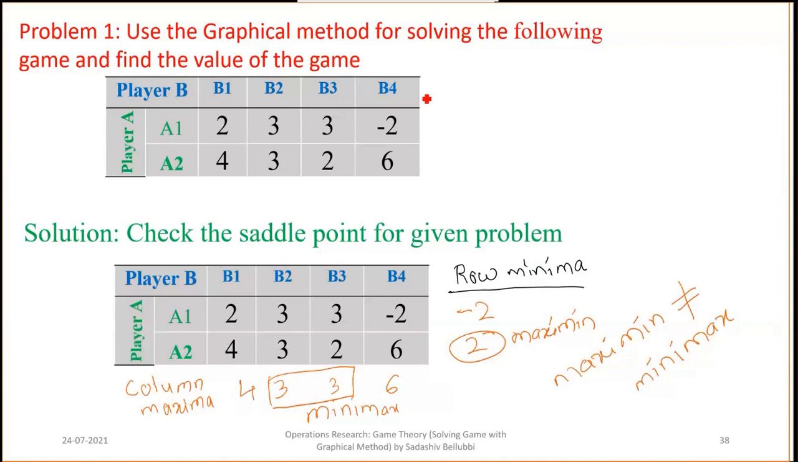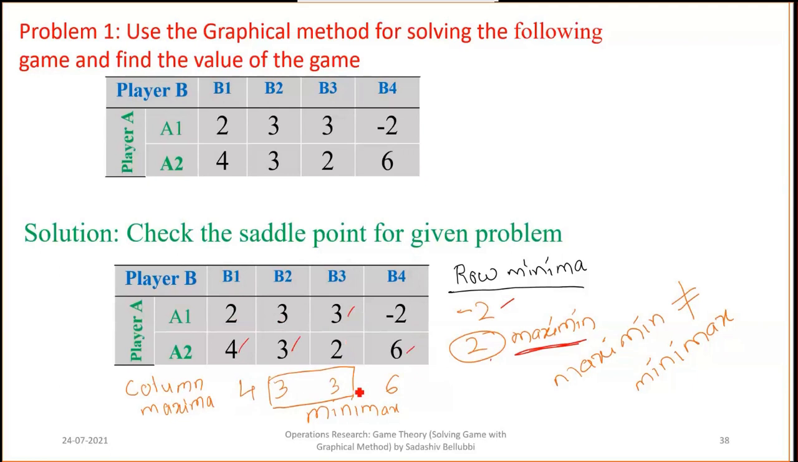For finding the saddle point, go for the row minima. In the first row, the minimum number is -2, and in the second row, the minimum number is 2. Out of both minimum numbers, you need to identify the maximum number. That is 2, the maximin. For the column maxima, in each column you need to identify the highest number. In the first column 4 is highest, in the second column both are equal, so 3, in the third column 3 is the highest, and in the fourth column 6 is highest.